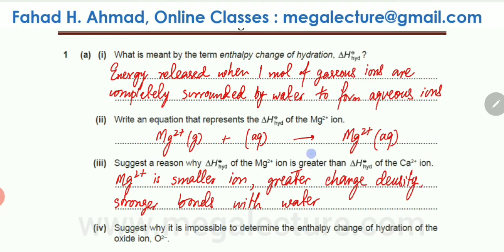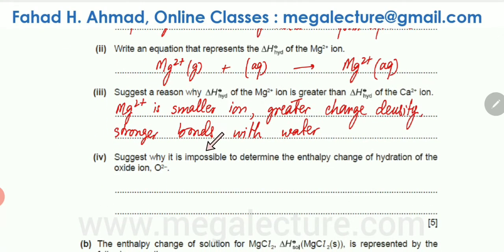Part 4 of the question states, suggest why it is impossible to determine the enthalpy change of hydration of the oxide ion. First let's think of the equation. It's going to be oxygen 2 minus gaseous ions. You add them to water and they would change into oxygen 2 minus aqueous ions. The issue is that this reaction is actually not possible because oxide ions, when you mix them in water, don't actually form aqueous ions.